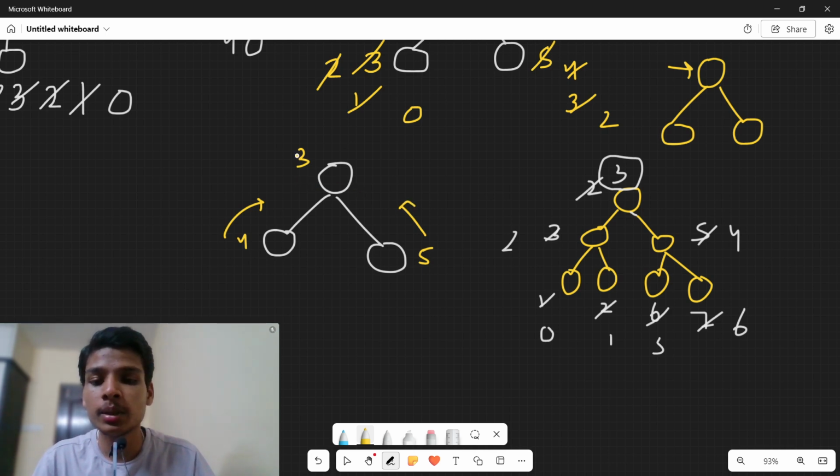Now what is the minimum possible value from this subtree? That is the minimum of 4 comma 5, that is 4. And adding the current value, because it's the root, the answer would be 4 plus 3, that is 7.